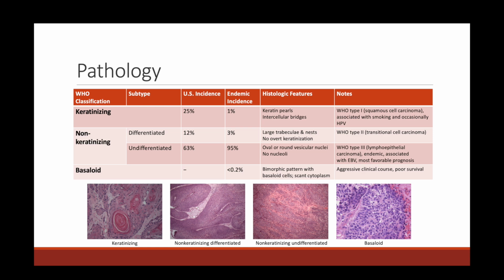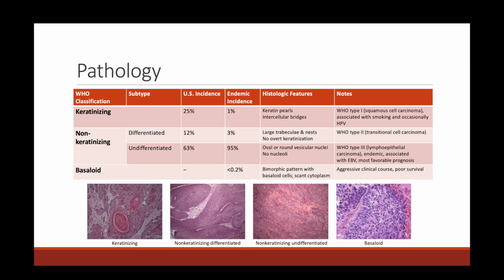The other, second most common subtype, I would say, is WHO type 1, which is your typical squamous cell carcinoma. It has keratinizing histology with keratin pearls, intercellular bridges. This subtype is more like your typical head and neck cancer associated with smoking, occasionally with HPV. You can see the endemic incidence of this is very, very low at around 1%, but the US incidence is higher, around 25 to 30%.